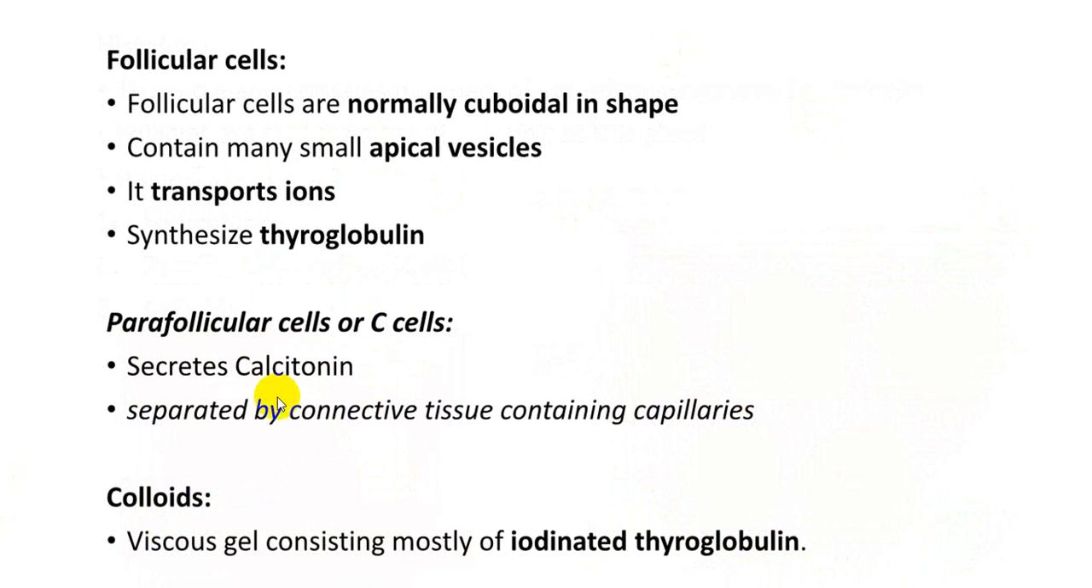Parafollicular cells secrete calcitonin, and they are separated by connective tissue. The colloid consists only of iodinated thyroglobulin, and this thyroglobulin takes part in synthesis and release of thyroxine.